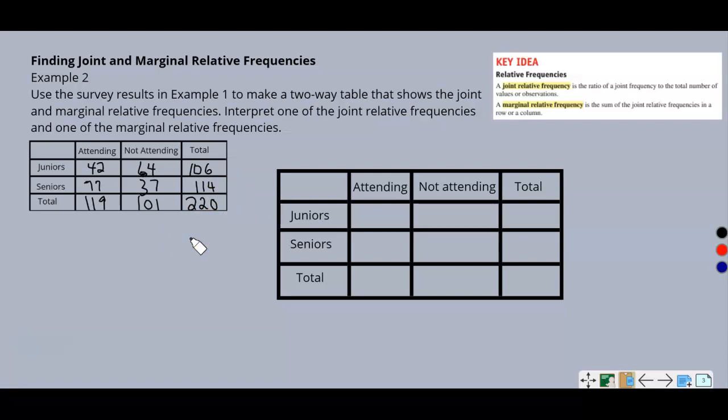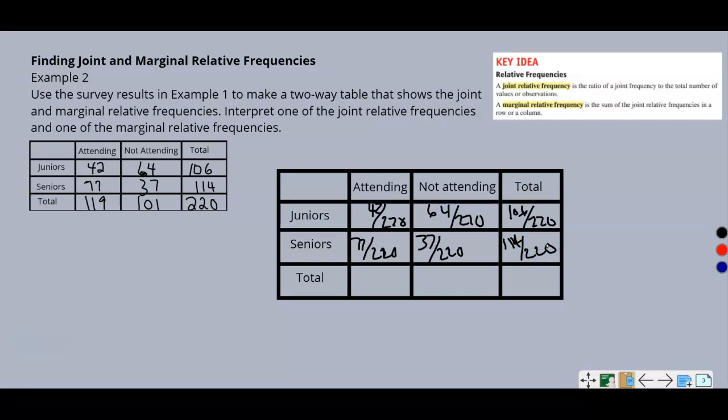So for juniors, we're going to have 42 out of 220, and then 64 out of 220. And then this would be the total, so it'd be 106 out of 220. And then for seniors, it would be 77 out of 220, and then 37 out of 220, and 114 out of 220.